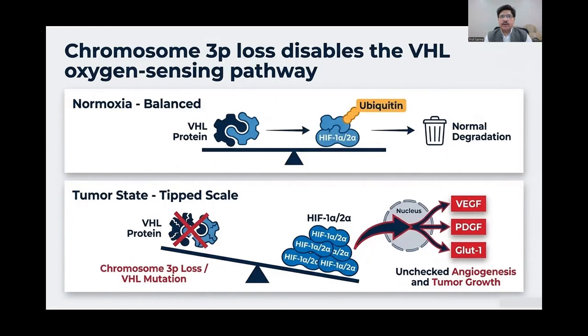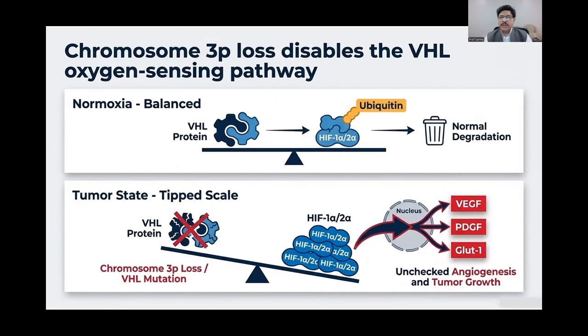VHL protein is not there. There is nobody to take care of HIF 1 alpha and 2 alpha. There will be accumulation of 1 alpha and 2 alpha in the kidney. These are oxidative products. They won't stay in the cytoplasm, they enter the nucleus now. Once they enter the nucleus, they will have VEGF, PDGF and GLUT1.